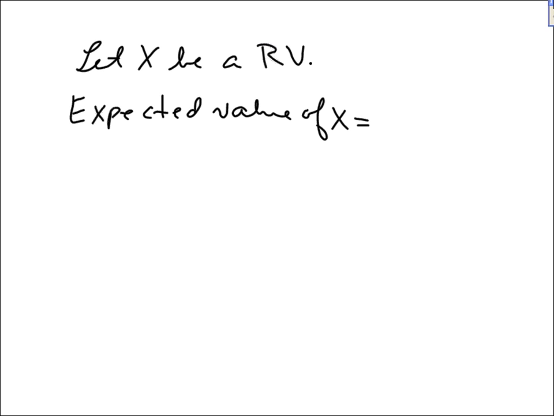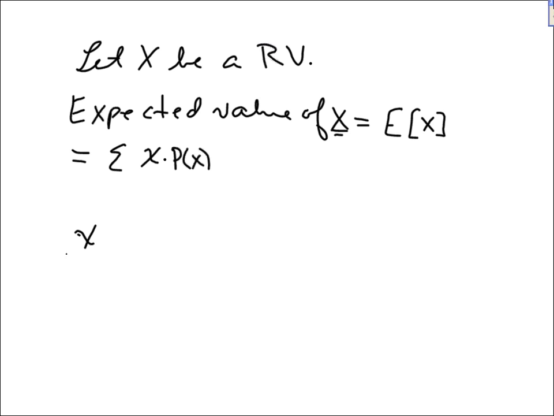which is denoted by E for expected of x, E of x, is equal to all the little x's that x takes on times the probability of x. Add them all up. Whatever value big X can be, multiply it by its probability. If x can be yet another value, find the probability and multiply them together.